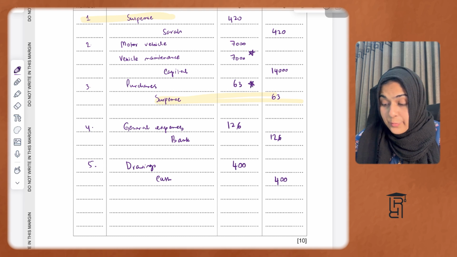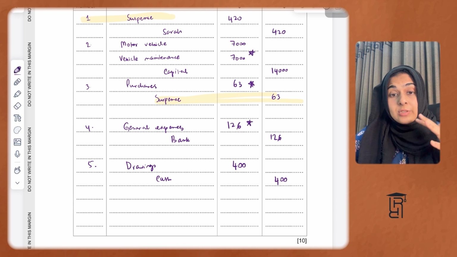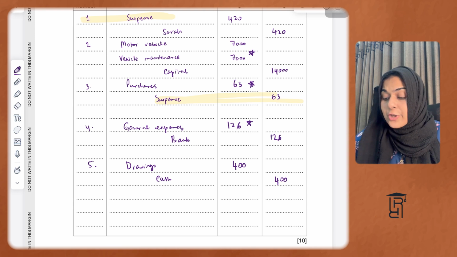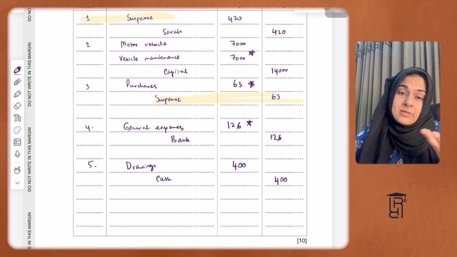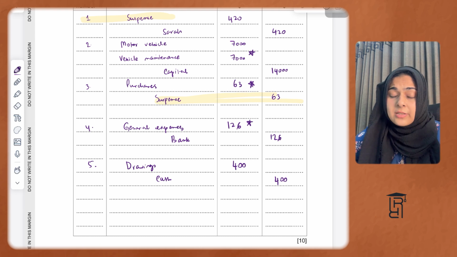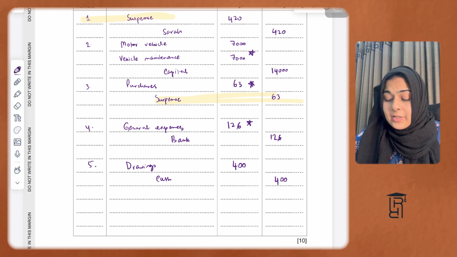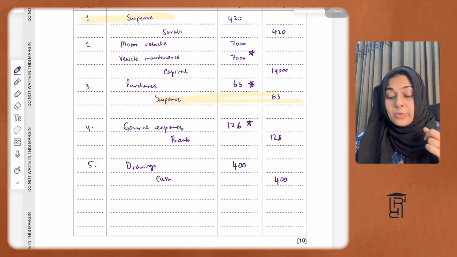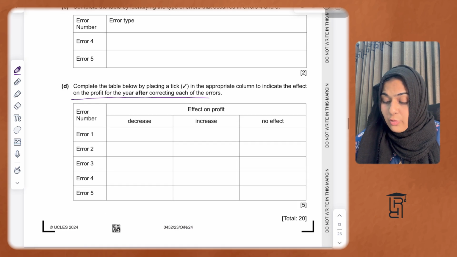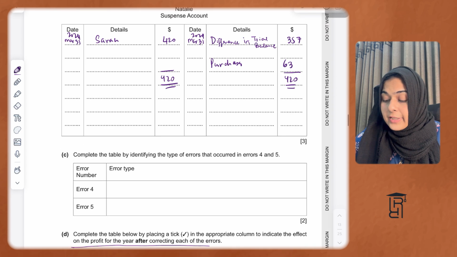But vehicle maintenance, yes, this is going to affect your income statement, that is your profit. Purchases is going to affect your profit. Yes, general expenses is going to affect your profit because general expenses goes in the expenses section of the income statement. Drawings and cash, both. Cash drawings does not affect your income statement because cash drawings does not go in the income statement, right? So error number 5 and error number 1 are not going to affect profit, so for error number 1 I will write no effect, and for error number 5, I will write no effect.